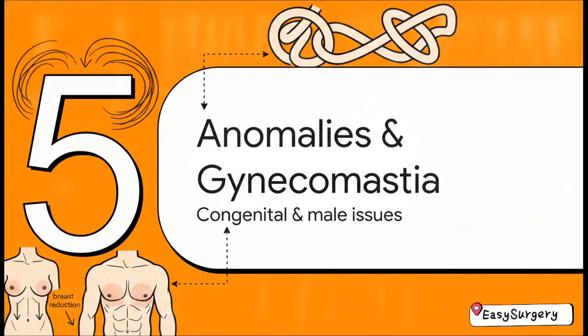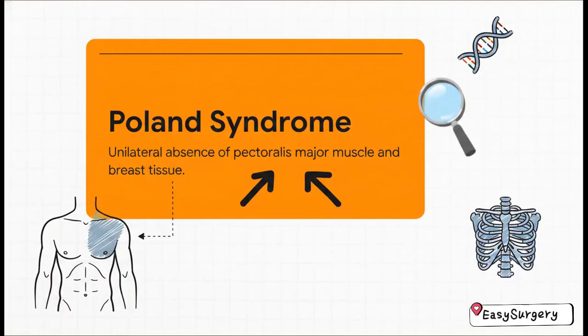Section 5. Anomalies and gynecomastia. Shifting gears into congenital issues in male breast enlargement. First up is an anomaly that frequently pops up on clinical exams, and that's Poland syndrome. This is a congenital condition characterized by the unilateral absence, so missing on just one side, of both the pectoralis major muscle and the breast tissue. It's a very stark, very noticeable anatomical absence that you definitely need to be able to recognize instantly.